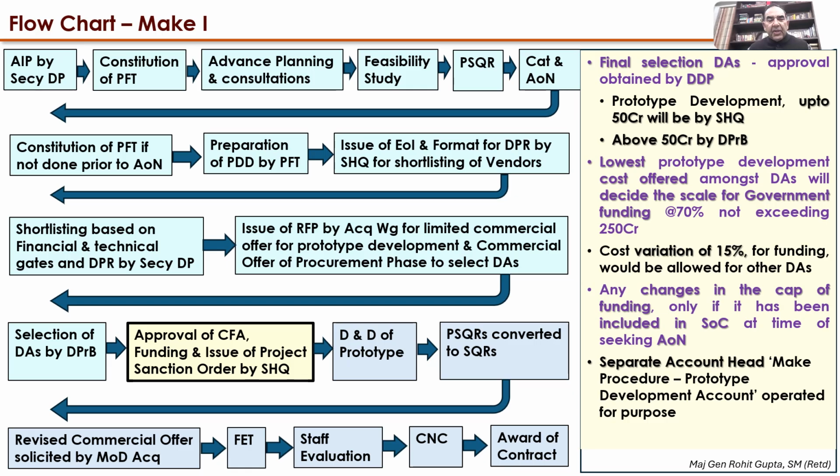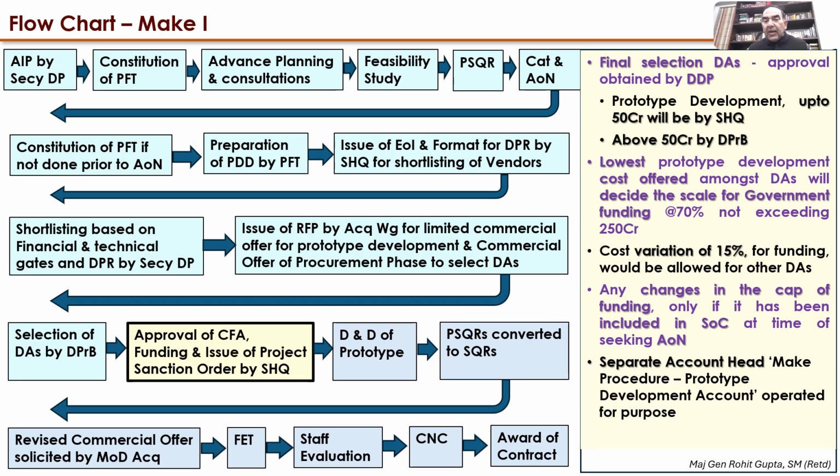The next step in the complete process of Make 1 is the approval of the competent financial authority, funding and issue of the project sanction order by the SHQ. Now, for the final selection of the DAs, the approval is obtained by the Department of Defense Production. Where the prototype cost is up to 50 crore, it is done by the SHQ. Above 50 crore, it is by the Defense Procurement Board.